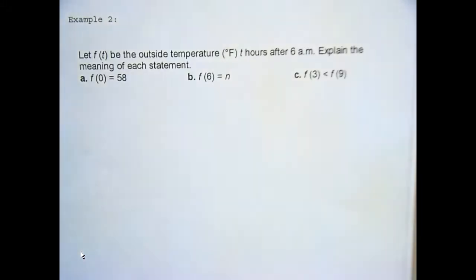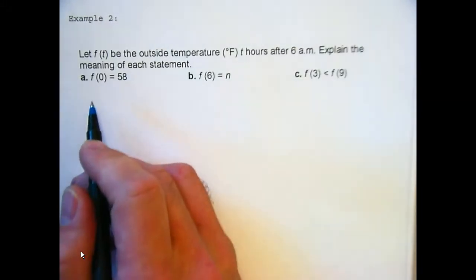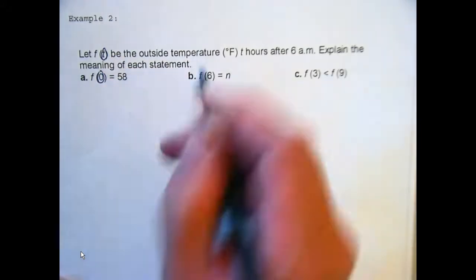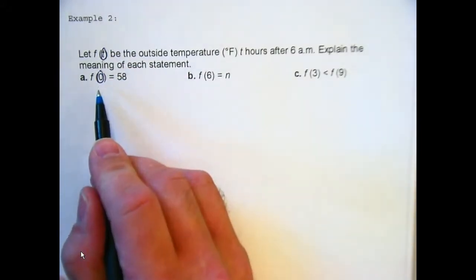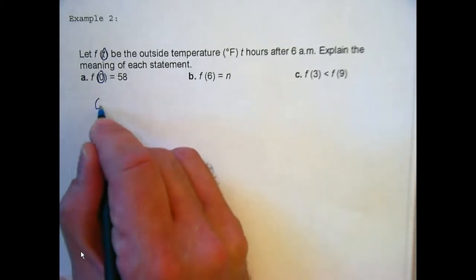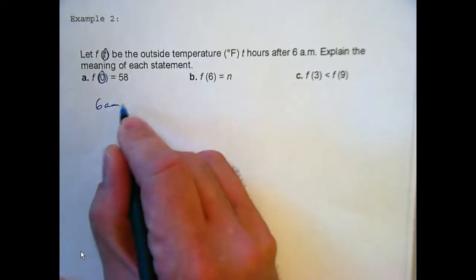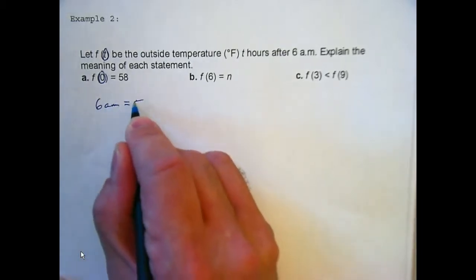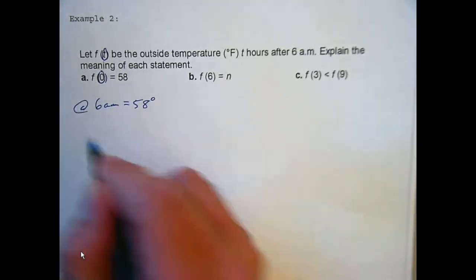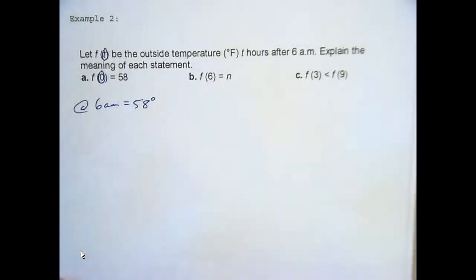So, what did t become in this problem? 0. What was t is now 0. So, how many hours after 6 a.m.? You're at 6 a.m., 0. So, what time is it right here? 6 a.m. And at 6 a.m., what's the temperature? 58 degrees. Okay, so at 6 a.m., it's 58 degrees out. That's the meaning of that statement. Okay, what does that mean?